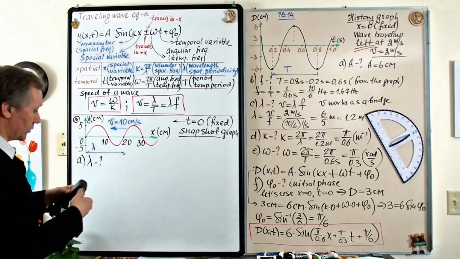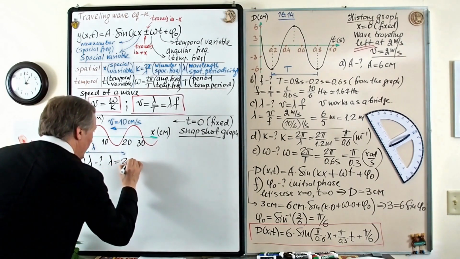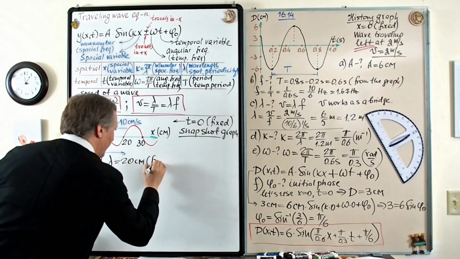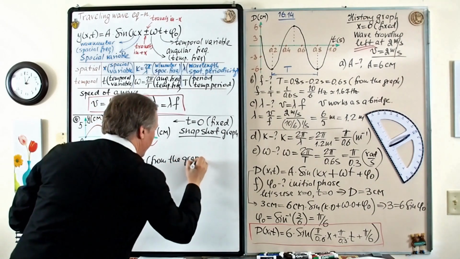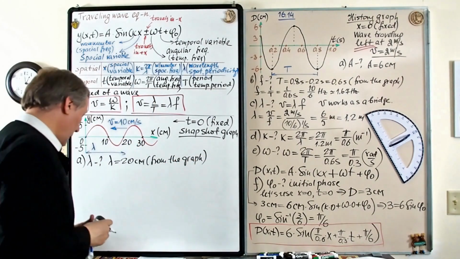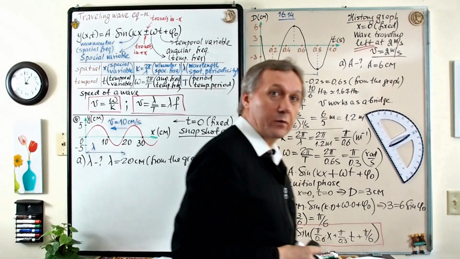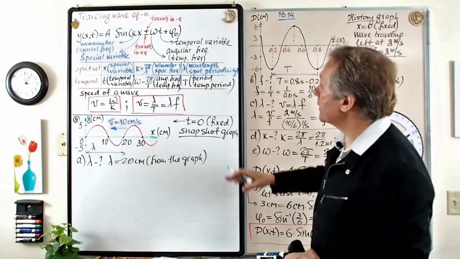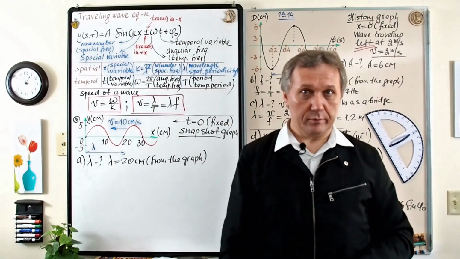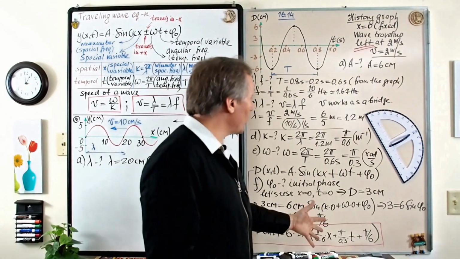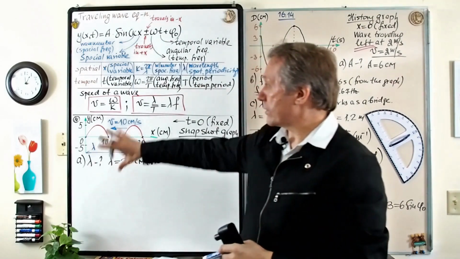So the wavelength can be found just from the graph. 0, 20, so the wavelength is 20 centimeters. So lambda equals 20 centimeters, and we can get it directly from the graph. Next, let's find the wave number. Again, I want to find all the parameters that we need in order to write down the traveling wave equation. Similar to the previous problem, but there we had only a history graph. Now we have a snapshot graph.